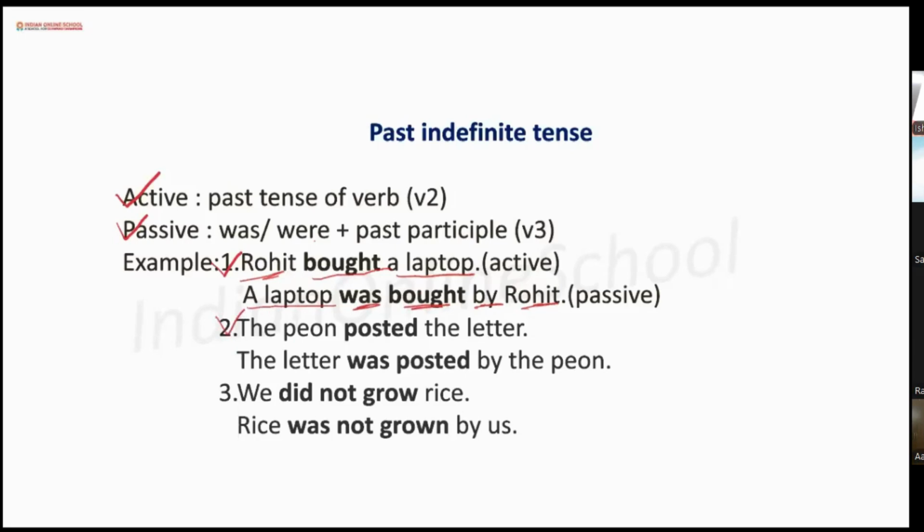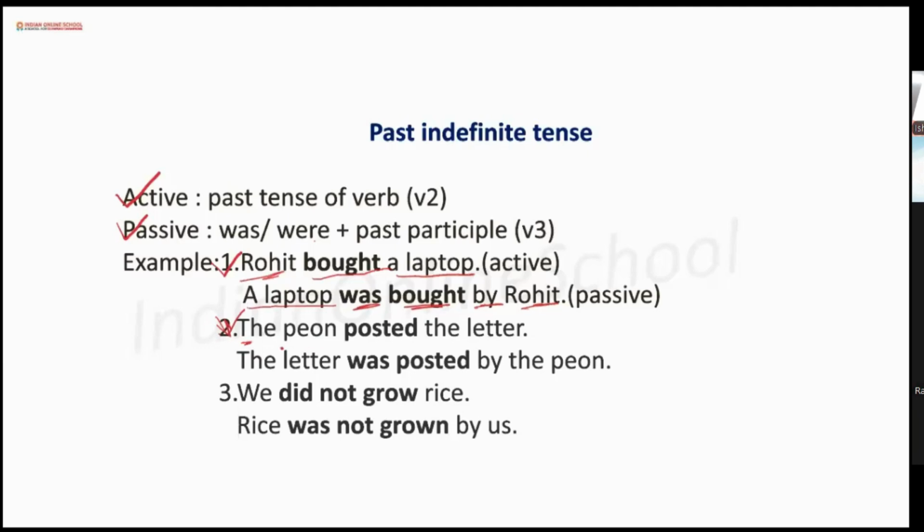Now, Athav, can you read the second one for me? Athav? Are you there? Athav, can you please read the second one for me? Yes, sir. Yes, please read the second example for me.